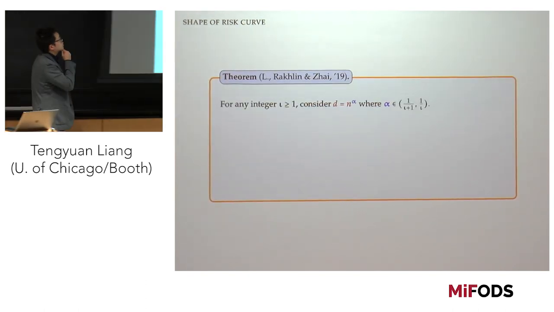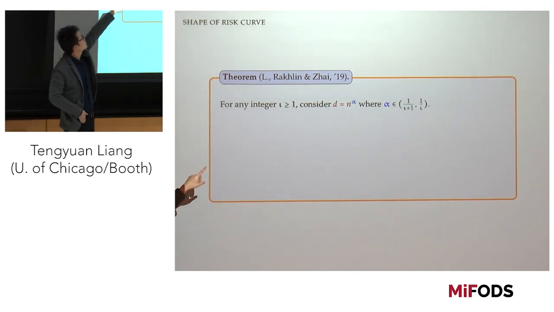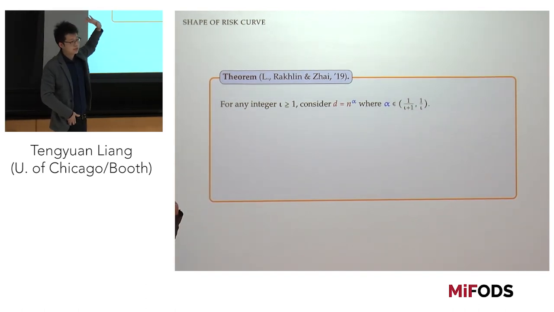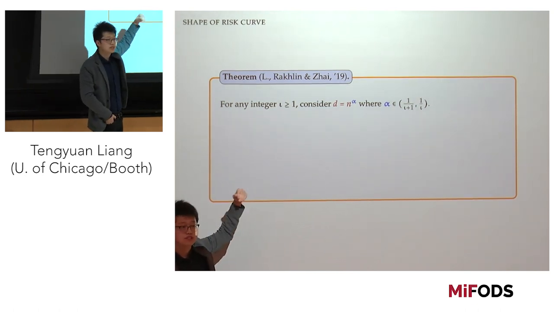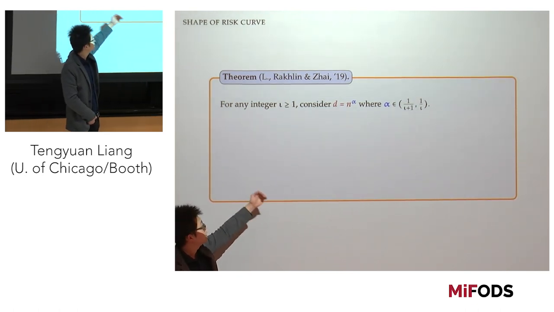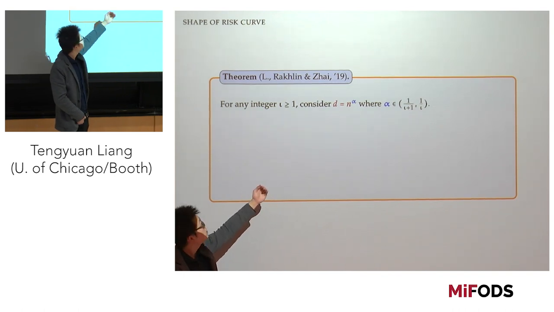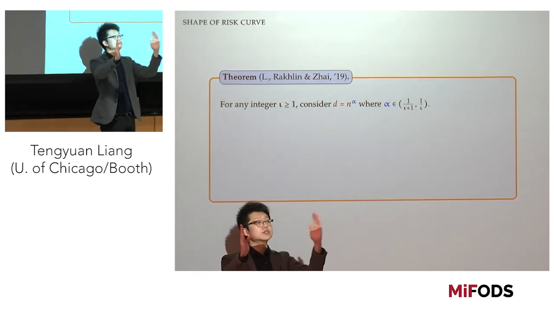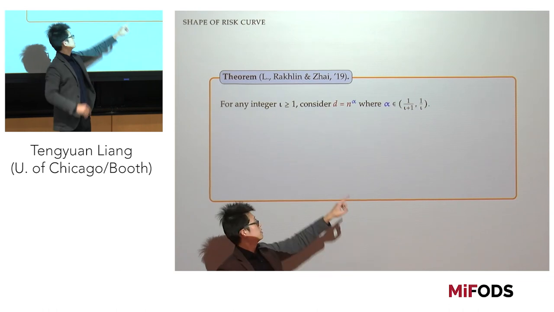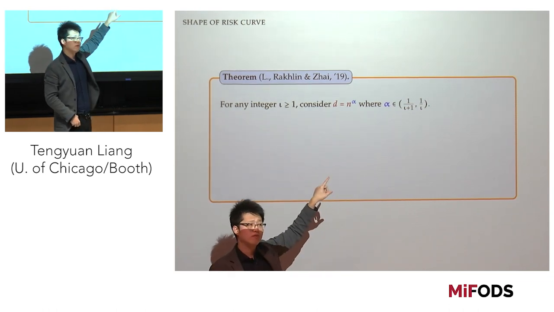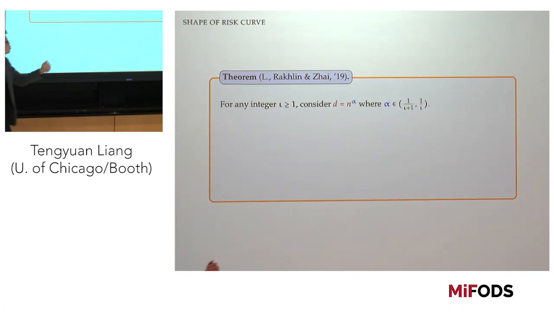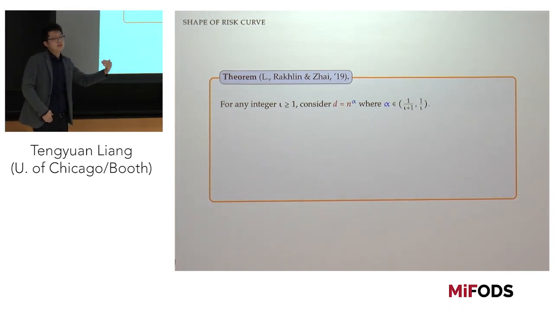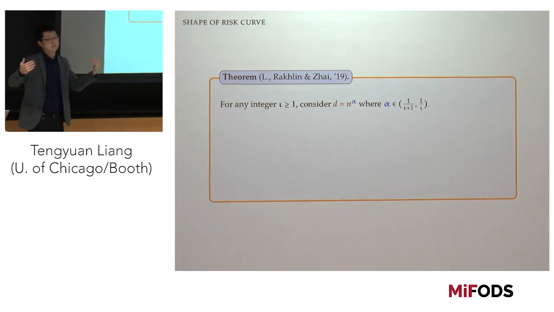So to parse the result, let's take any integer iota larger or equal than 1. Okay? And suppose that the overparameterization ratio d equals n to the power alpha. Alpha lies between these two boundaries defined by these integers, 1 over iota plus 1 and 1 over iota. This is roughly saying d raised to the power iota plus 1 and d raised to the power iota sandwiches n, the sample size.